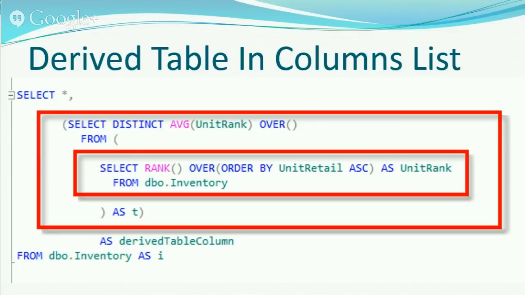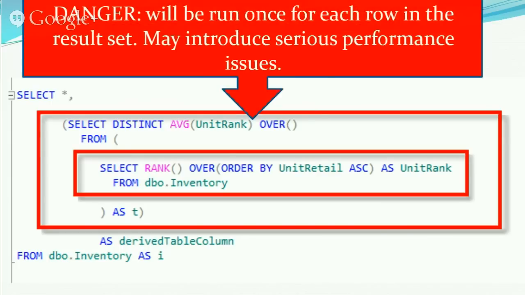The problem you run into with this, big red danger warning here, is that this will be run once for each row in the result set, and it may introduce some really, really serious performance issues. Now, if you're working on a table that has 7 or 8 rows, like the demo table that I'll be using here in a few minutes, yeah, no big deal. It's not going to add that much to it.